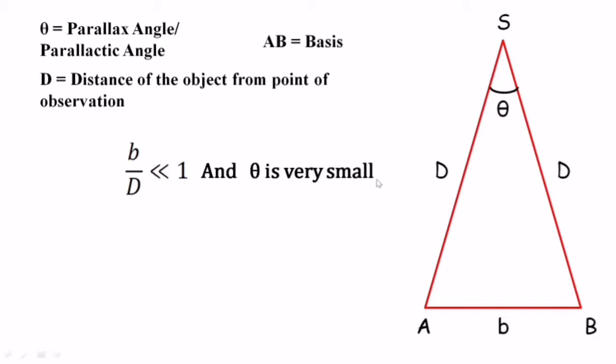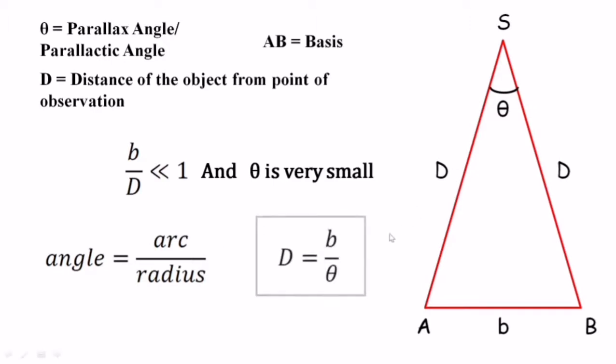So once you have these two conditions fulfilled, you can easily use the formula for a small part of a circle, that is angle equals arc by radius. You might have heard this one before. So theta equals small b by capital D, arc by radius, or alternatively we can write capital D equals b by theta. So basically you will be assuming this triangle so formed to be a part of a bigger circle with the star S as the center.